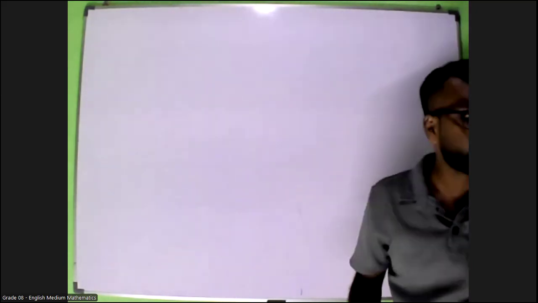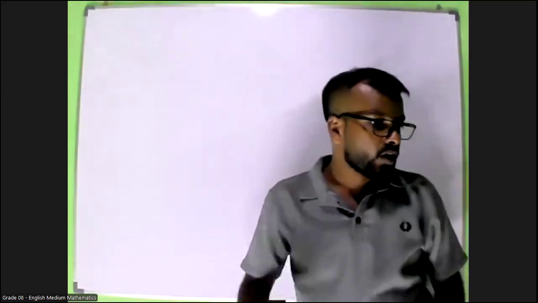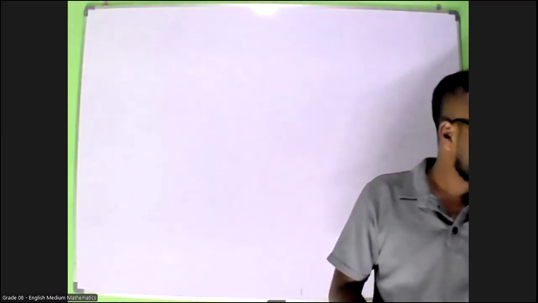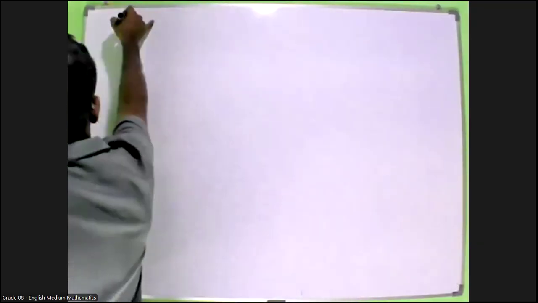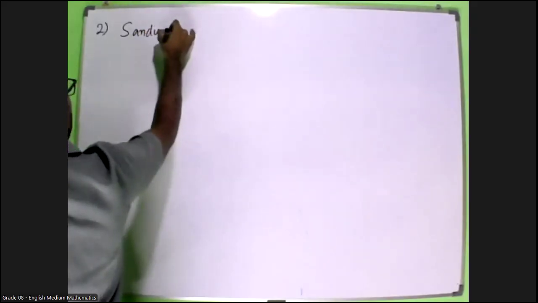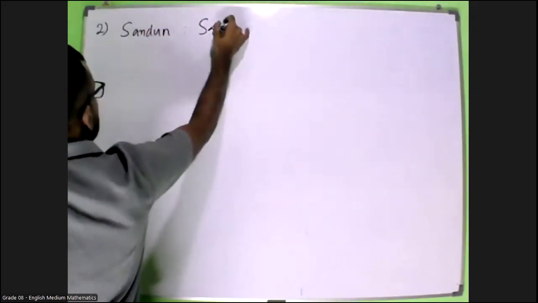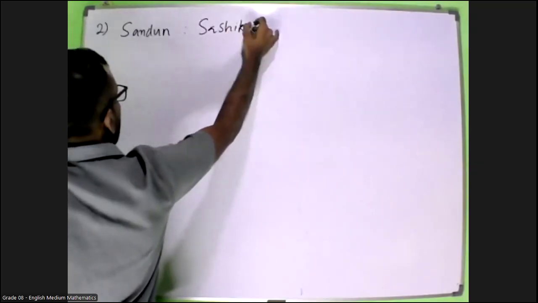Yeah, your answer is correct. 3 to 4, right? So that is the simplest version, right? Okay, let's do Sadun and Sashika, right? Started a business, right? I will write. This is the second question. Example, Sadun, Sashika, right?